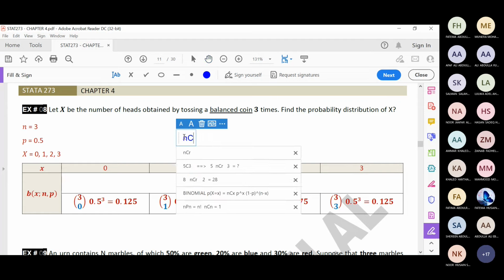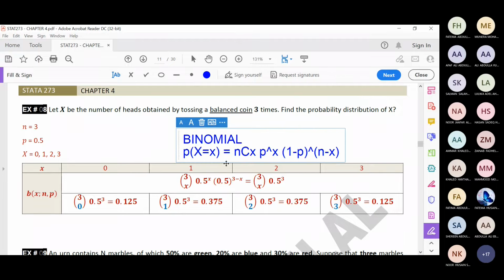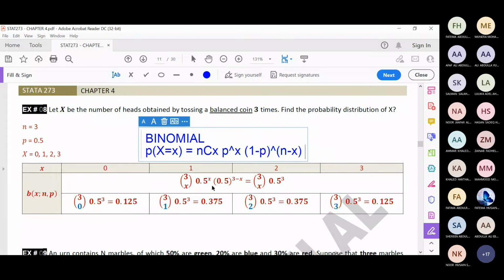N combination x, and then I will take p and raise it to the power x, and then I will take 1 minus p and raise it to the power n minus x. So that is the formula I have for binomial. Let's substitute. n is 3.